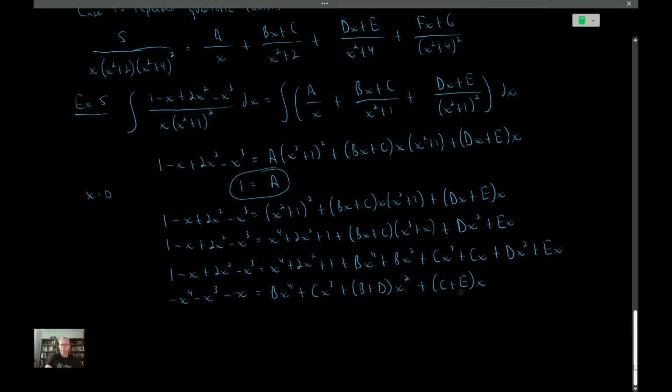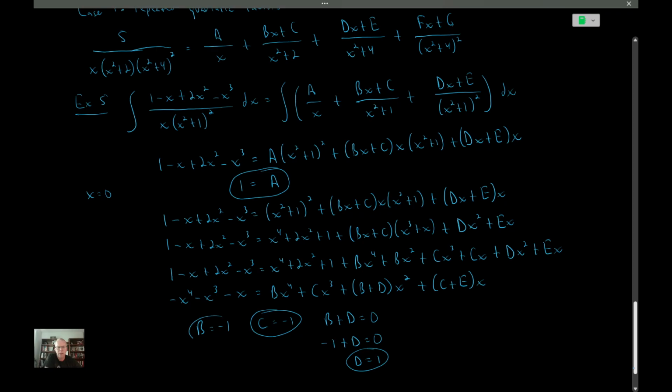All right, so this one actually works out fairly easily. The x to the fourth term equals the x to the fourth term. So that's easy enough. So b equals -1. The x cubed term equals the x cubed term. So c equals -1. And now we have b plus d would equal 0 because there's no x squared term over here. We know that b is -1. So d equals 1. We'll circle all these so we have them easy to see.